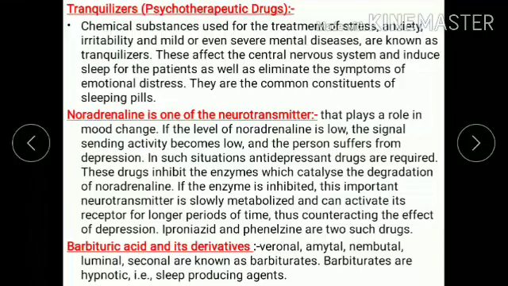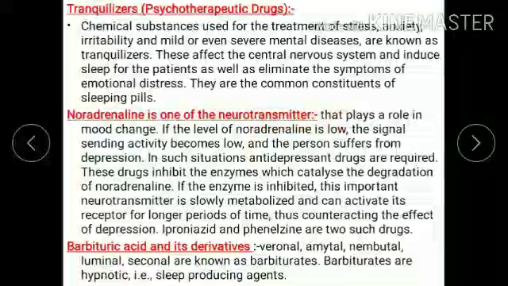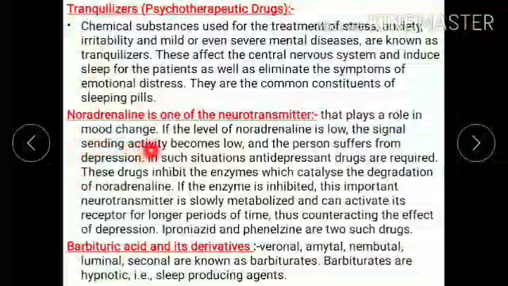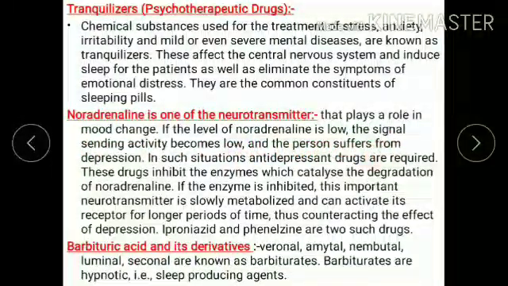The second one is noradrenaline, which is one of the neurotransmitters. Noradrenaline plays a role in mood change. We have an adrenal gland, which secretes adrenaline hormones, and adrenaline is very important at the time of a fight and before anxiety. Noradrenaline is an important chemical for mood change. If the level of noradrenaline is low, the signal sending activity becomes very low and the person suffers from depression. In such a situation, antidepressant drugs are required.